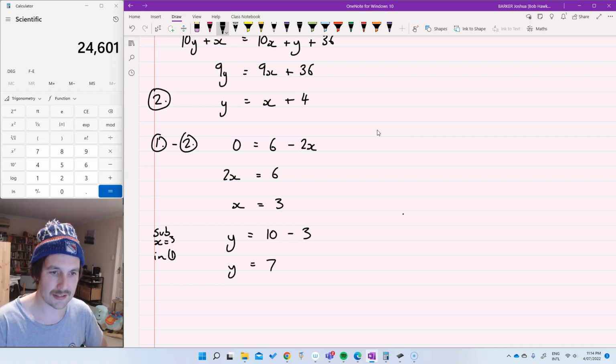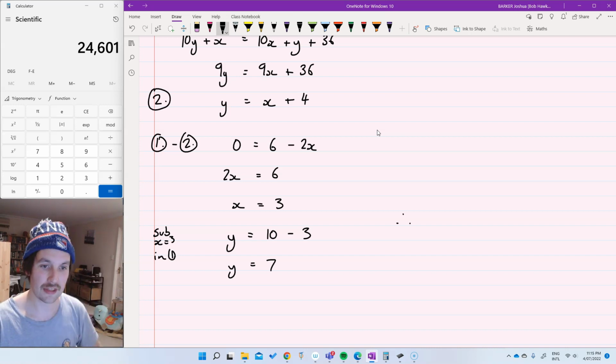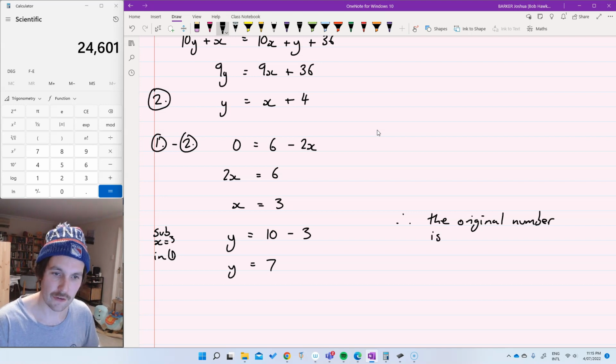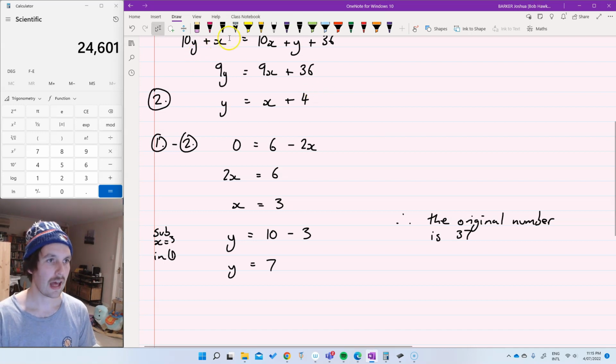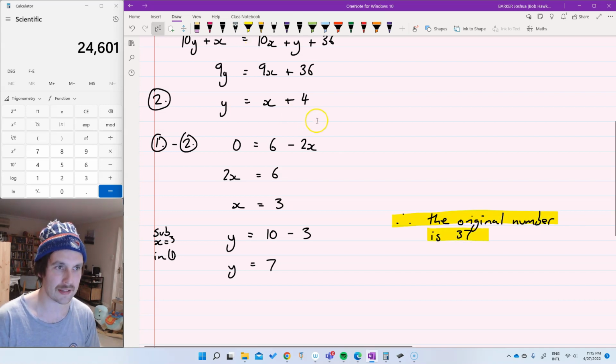I'll make my answer very clear. Worded question usually gets a worded answer. So therefore the original number is first digit 3, second digit 7, 37. And if you're feeling like being really clear, it would be a good idea to chuck a big highlight through so your examiner knows exactly what your answer is.